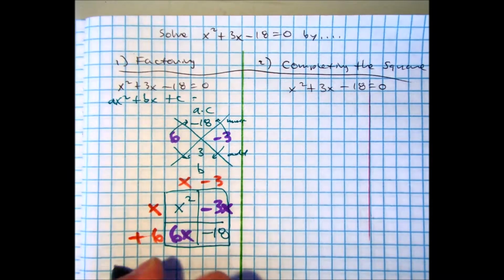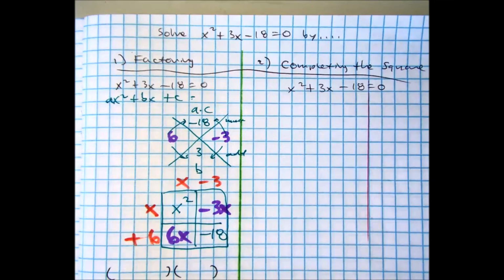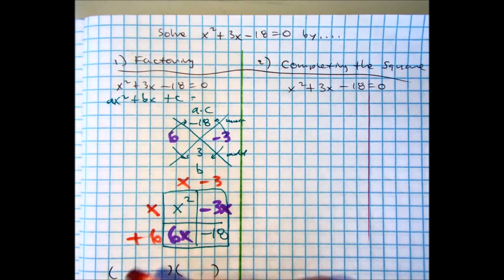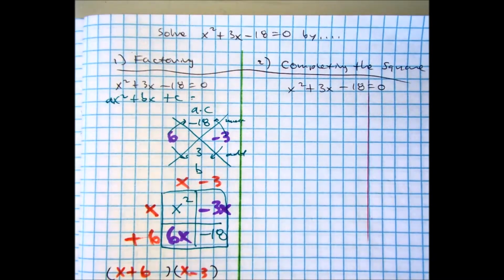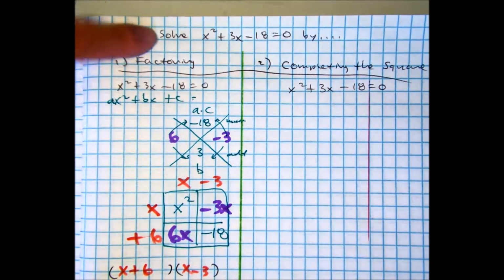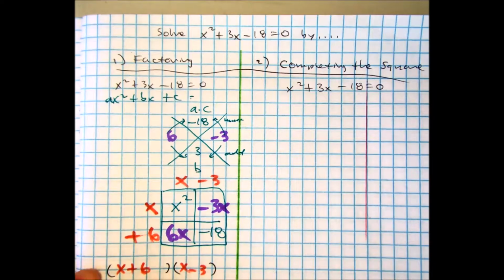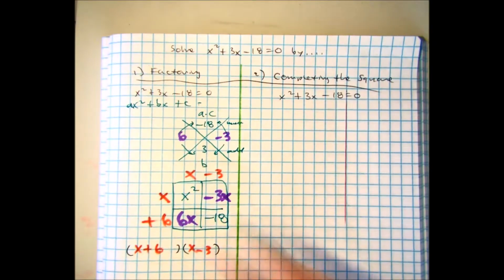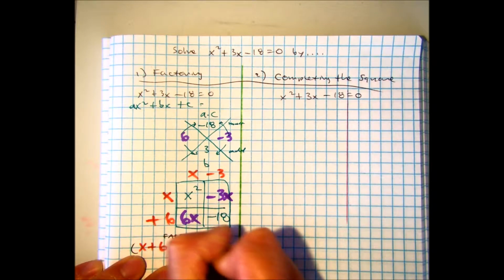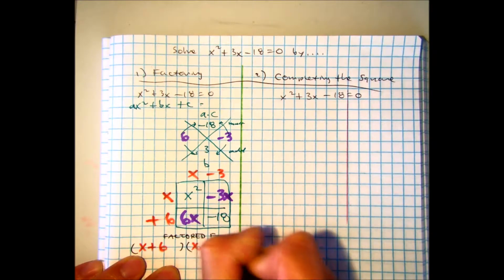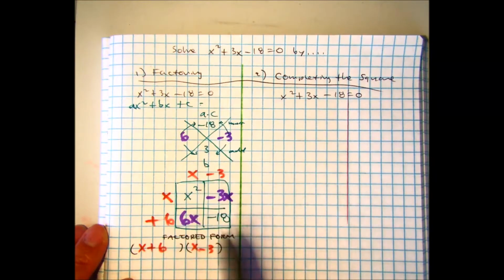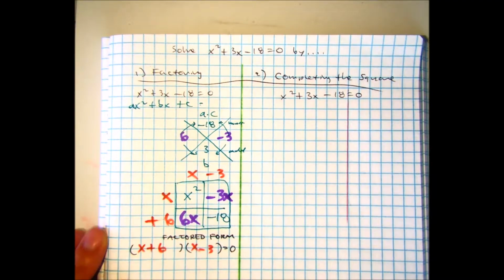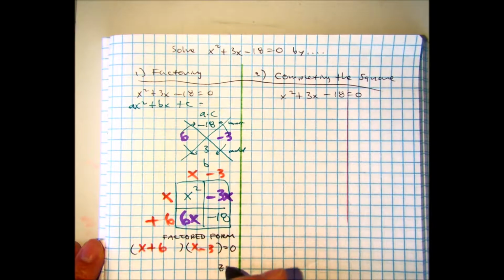In factoring, our answer is x plus 6, x minus 3. Pay attention. We didn't finish. Because although I'm solving by factoring, this is the factored form. Let's write that. Factored form. You didn't solve. You don't have x equals, right? So now we're actually going to set that equal to 0. And now we're going to apply the 0 product rule.